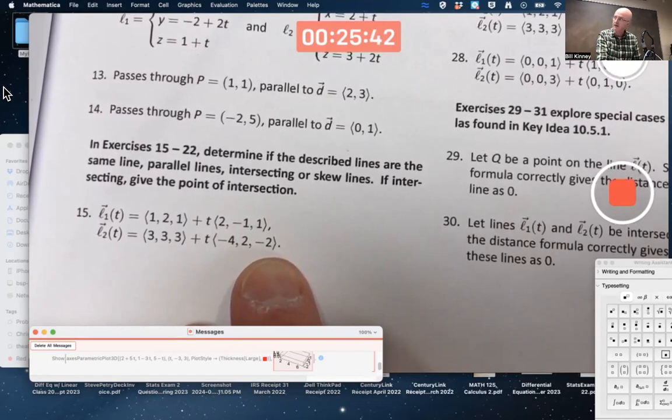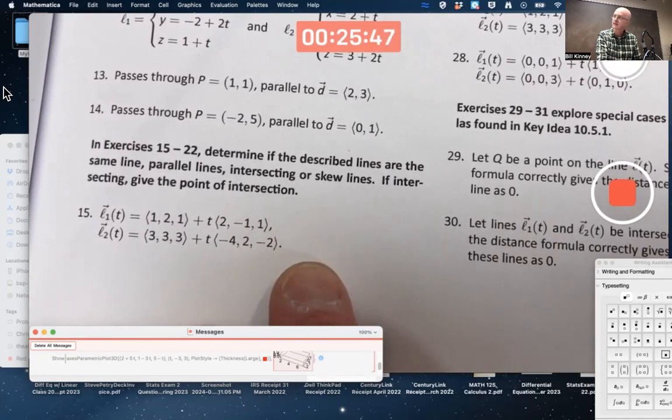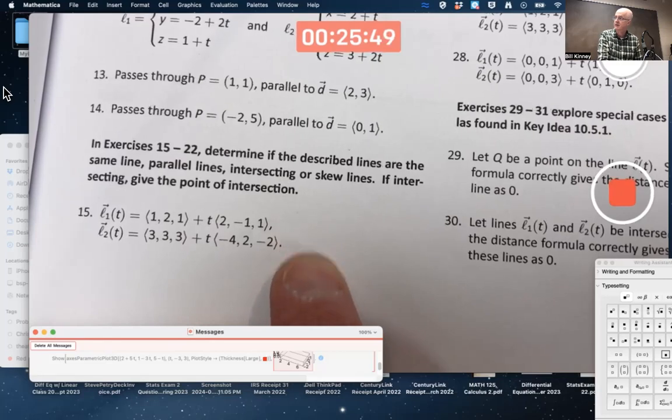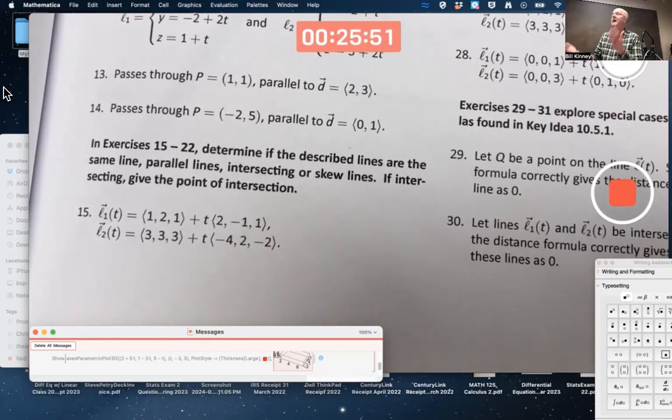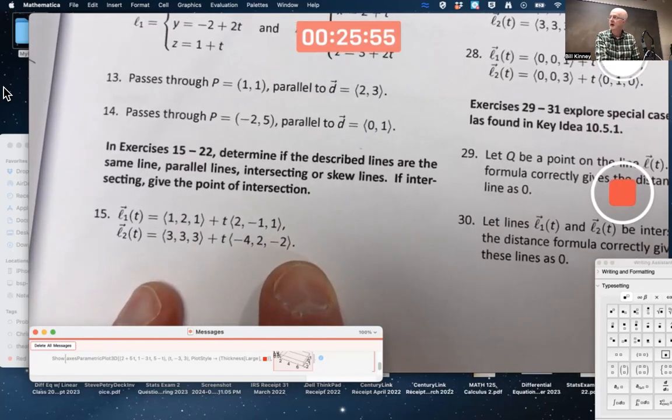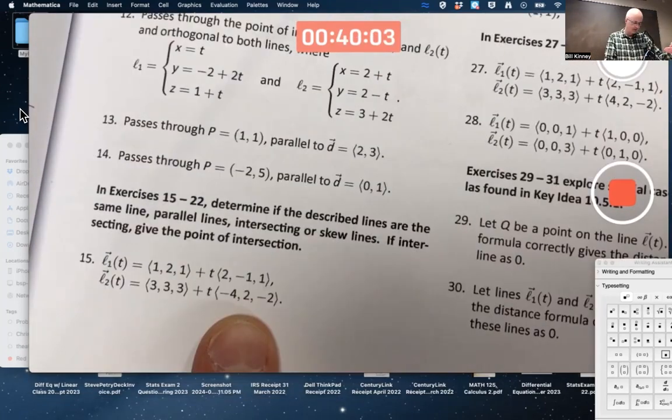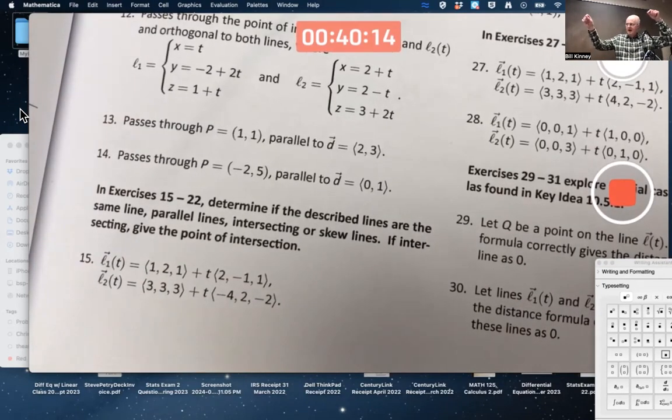In 15, it looks like they are. The second one is negative 2 times the first one. If they were not scalar multiples of each other, they could not be the same line. They also could not be parallel. So these two lines are either going to be the same line or they're going to be parallel. But which one is it? Are they the same or are they just parallel but not the same? You can't really tell so easily just by looking at it, because the starting points are just in different spots.